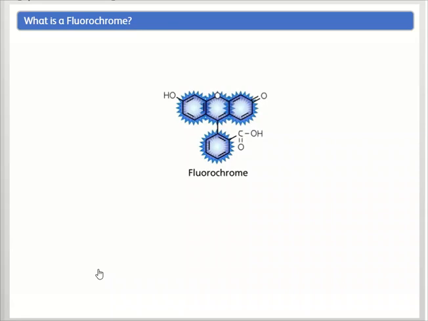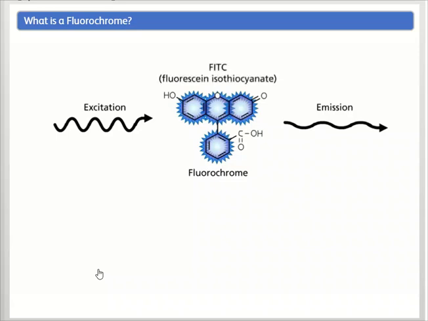How does a fluorochrome fluoresce? When a fluorochrome is excited by an energy source, such as a laser beam, the fluorochrome absorbs the energy and then emits energy of a higher wavelength. For example, when a FITC fluorochrome is excited by a 488 nanometer laser, emission of wavelengths at approximately 520 nanometers occurs.